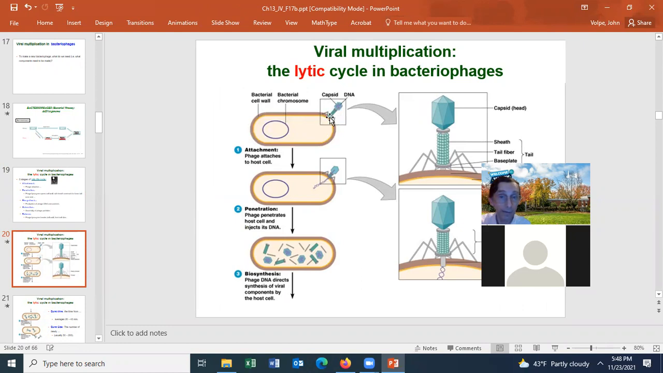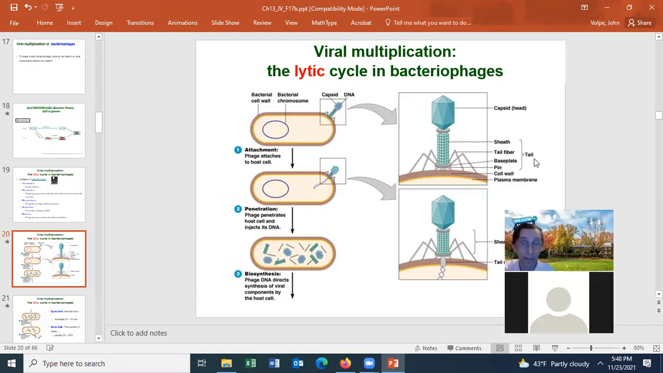The virus will attach, and there will be specific binding between the attachment molecules of the virus and the host receptor cells. So there'll be a receptor right here and here. And the attachment molecules are on the ends of the tail, the tail fibers. So we attach right here, right there, and right there. And then the tail removes the cell wall right here.